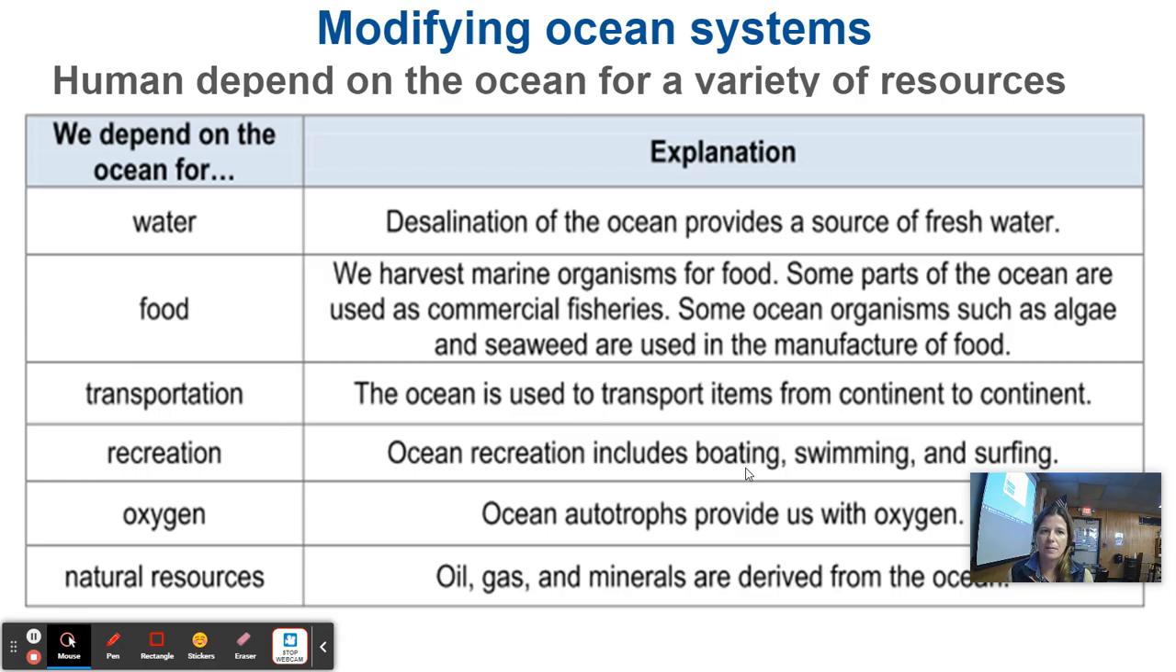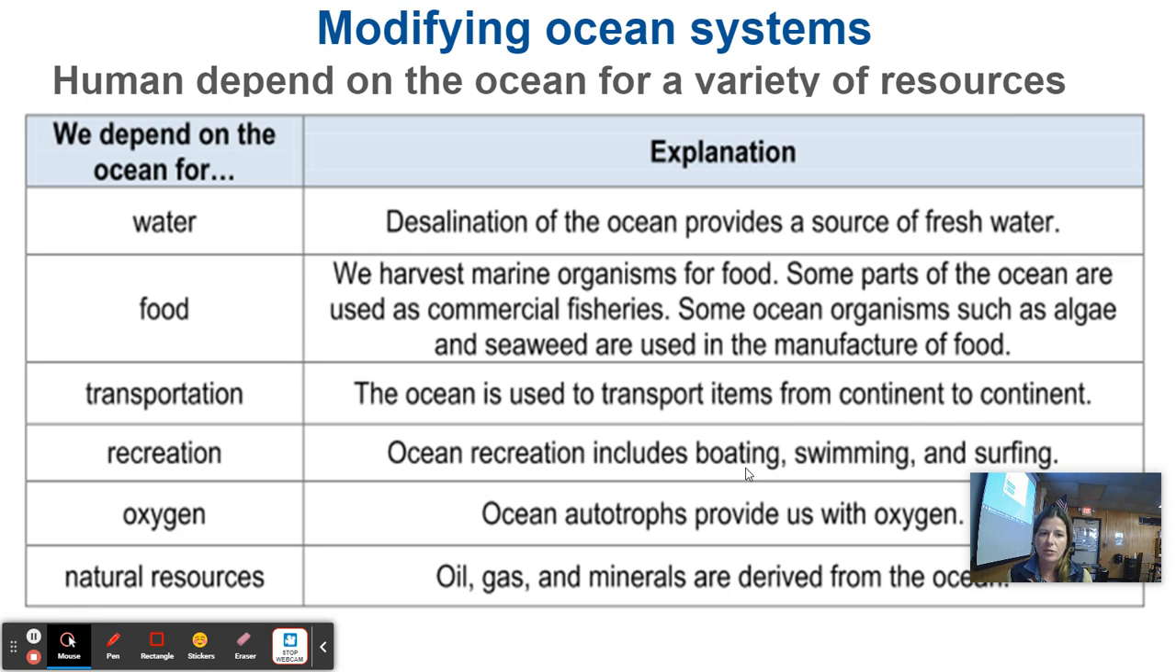Modifying ocean systems. Humans depend on the ocean for a variety of resources. We depend on the ocean for water. Desalination of the ocean provides a source of fresh water. Food. We harvest marine organisms for food. Some parts of the ocean are used as commercial fisheries. Some ocean organisms, such as algae and seaweed, are used in the manufacture of food.